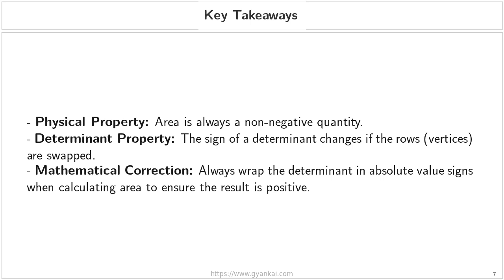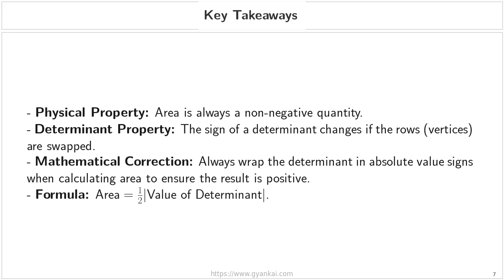Third, this leads us to our necessary mathematical correction. To bridge the gap between a determinant that can be negative and an area that must be positive, you must always wrap your determinant calculation inside absolute value signs. This ensures that no matter which direction you trace your vertices, your final result is always positive. Finally, let's look at the complete, corrected formula one last time. Area equals 1/2 of the absolute value of the determinant.